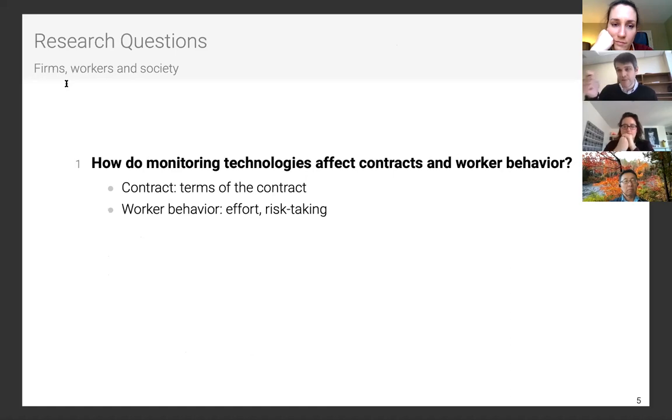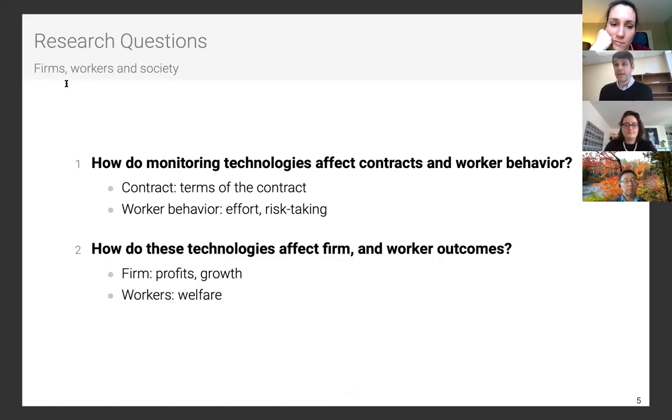Okay, so what are the specific research questions we're trying to answer here? First, we want to know how this monitoring device affects the contracts between the principal and the agent, and subsequently worker behavior. On the contract, we're going to be thinking about the terms of that contract. And on the worker side, we're going to be thinking about the effort that the employee puts forth, but also the risk-taking behavior that they engage in. Secondly, we want to think about how these technologies affect the bottom line for both firms and workers. On the firm side, we're going to be thinking about profits and firm growth. And on the worker side, we're going to be trying to estimate the welfare that they have from being employed, because we're concerned that this might be something that damages them quite a bit.